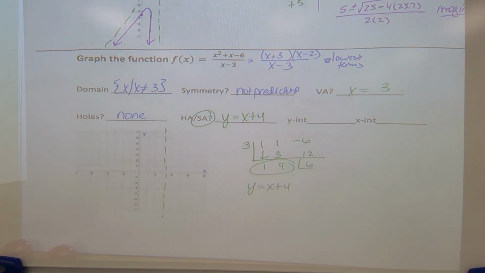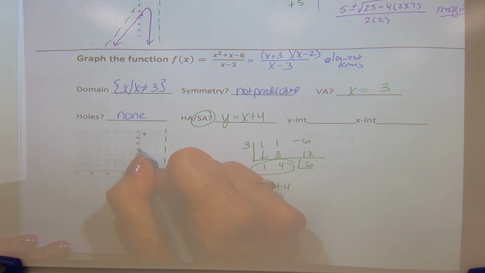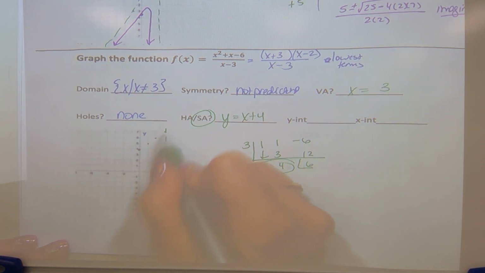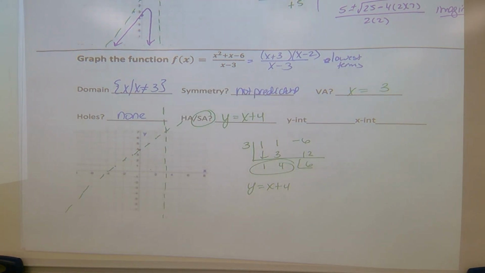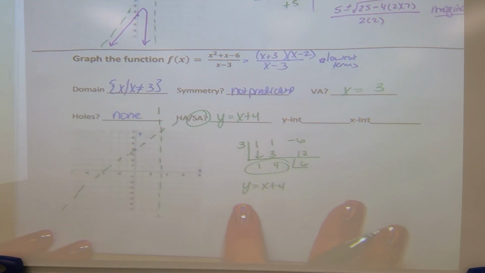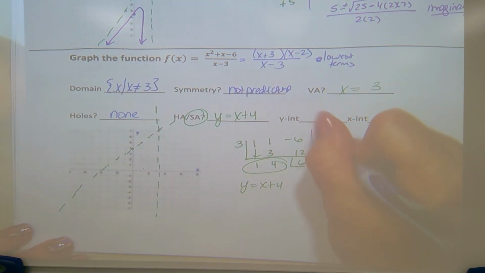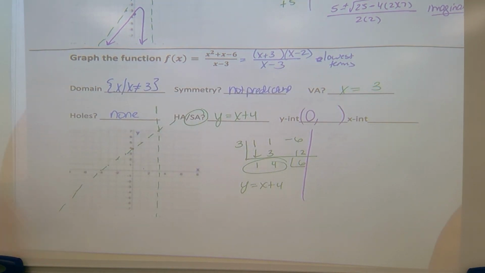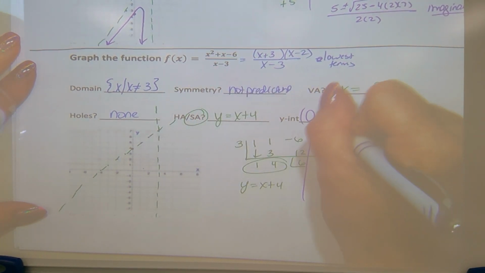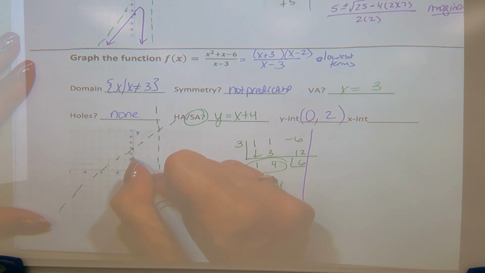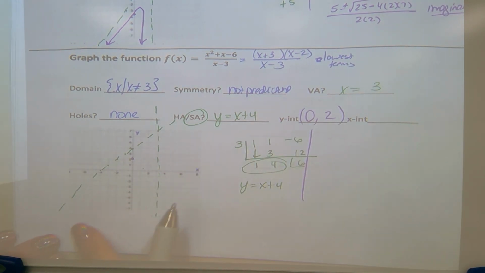Well, that y equals x plus 4 tells me that I cross the y-axis at positive 4 and I have a slope of positive 1. So my line looks like this. There's my slant asymptote. Pretend that's nice and straight. I apologize. Okay. Y-intercept where x is 0. Where x is 0, I get negative 6 over negative 3, which is a positive 2. 0, positive 2.